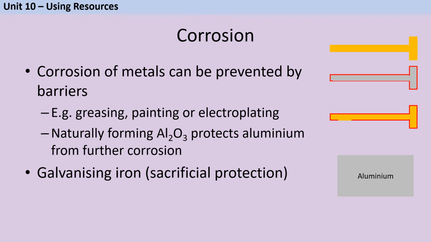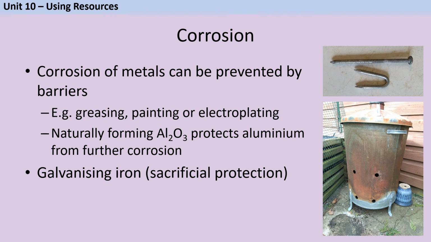Some metals form a natural barrier, and one example of this is aluminium. Aluminium is much more reactive than you might expect, but it very quickly reacts to form a layer of aluminium oxide all the way around the surface, and this is very hard and corrosion resistant, so that layer protects the metal inside from any further reactions.